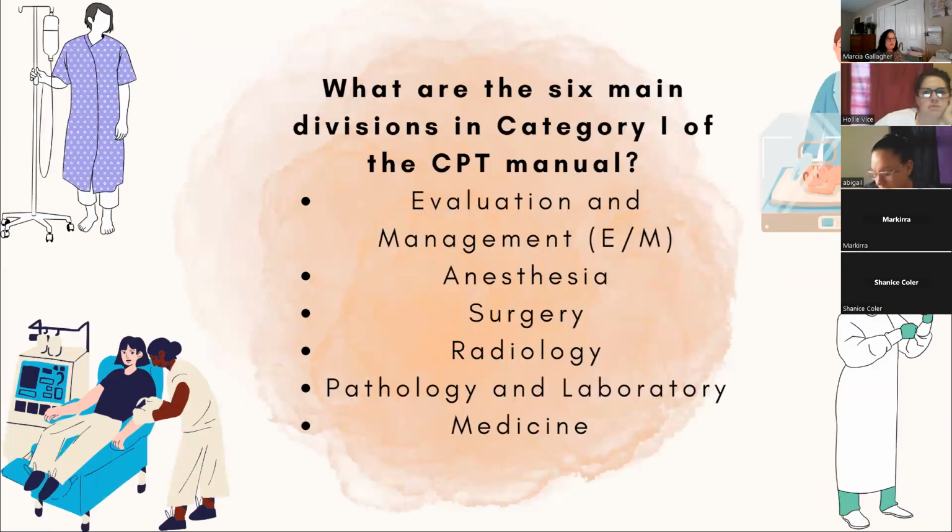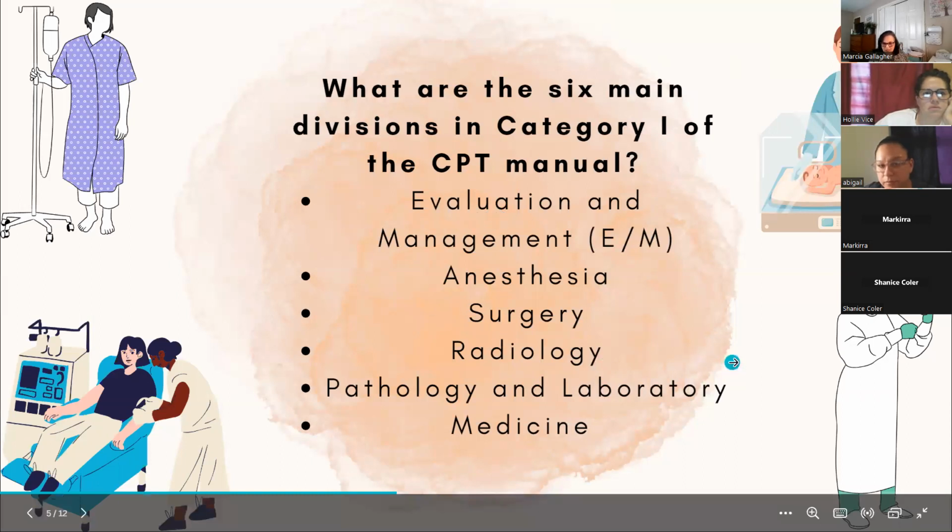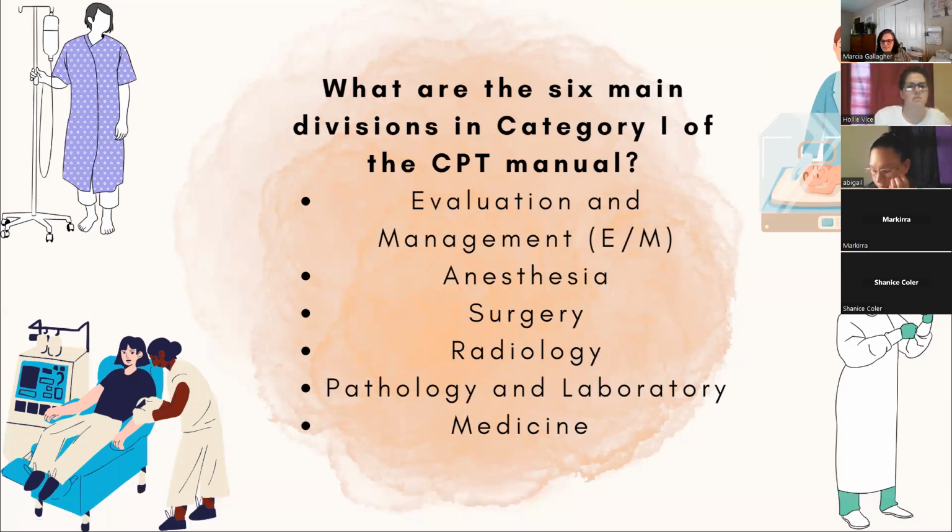Okay, we're going to talk about what are the 6 main divisions of Category 1 of the CPT. So everything that you see here is Category 1, which is the bulk of our CPT. Most of our CPT codes are Category 1. There's going to be evaluation and management, which I say E&M codes. There's anesthesia, surgery, radiology, path and lab, and medicine. Now, I'm going to tell you, the very last chapter, chapter 11, that's in this module is evaluation and management codes. It is my very favorite.